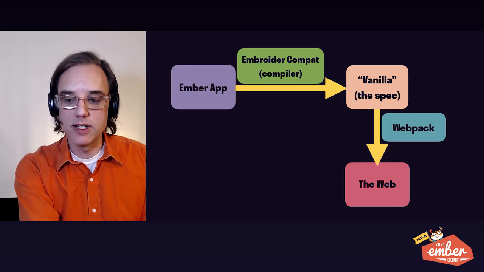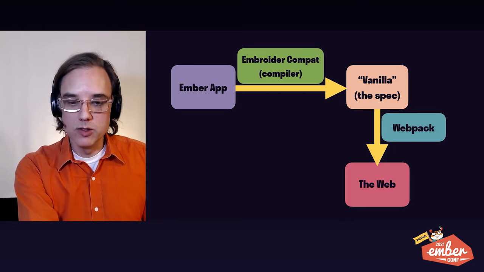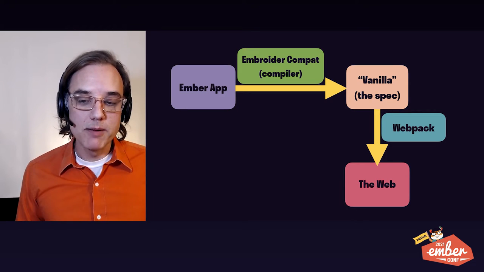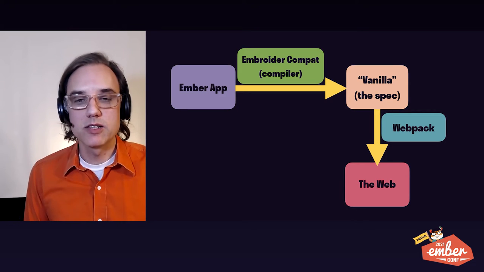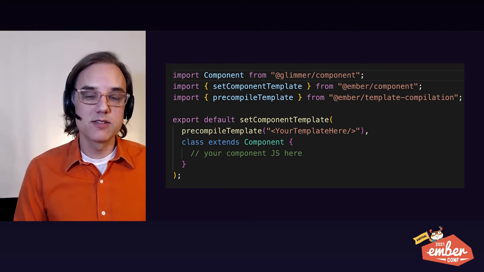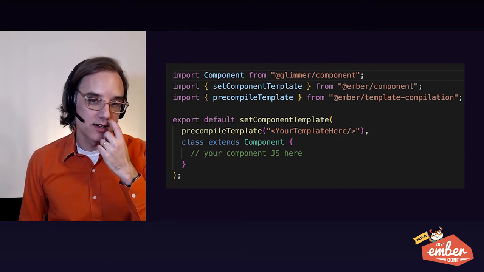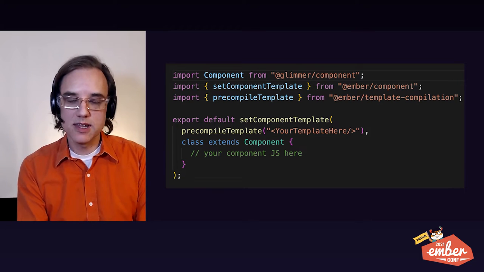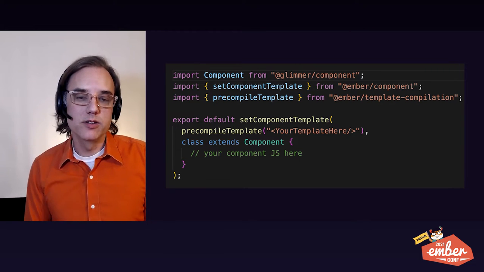Let me give you an example. So, you probably know that when you have a JS file and HBS file side by side in your components folder, Ember mashes them together somehow and makes a component for you. Well, this is the vanilla representation of that. And this is not even Embroider specific. This is a thing that's core in Ember already. This is stable and shipped. Under the hood, this is what Ember is doing.